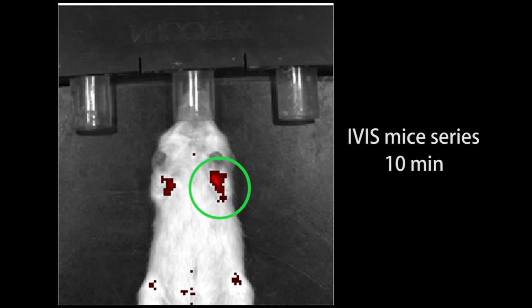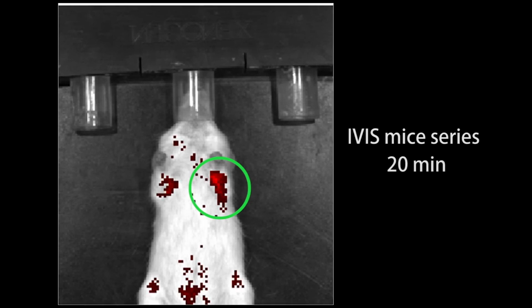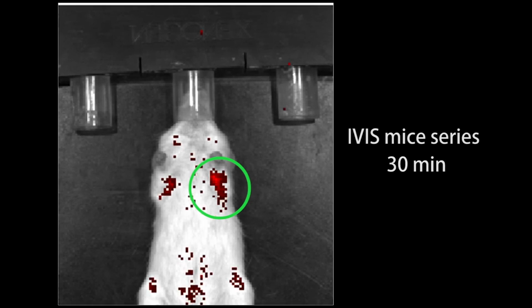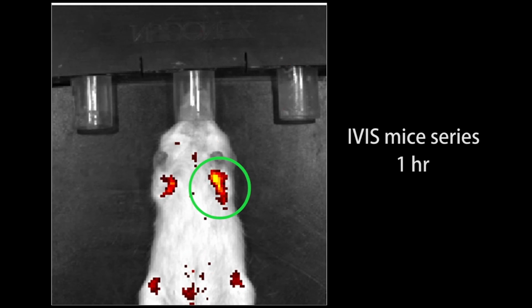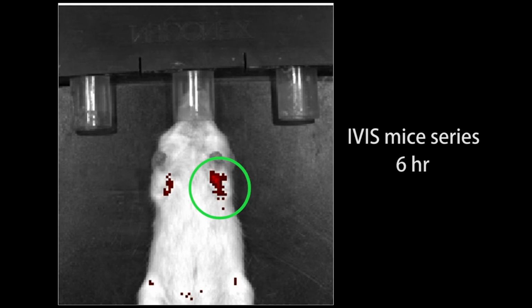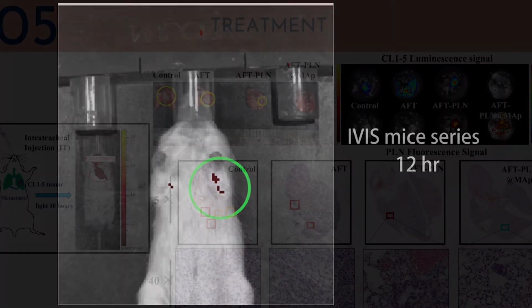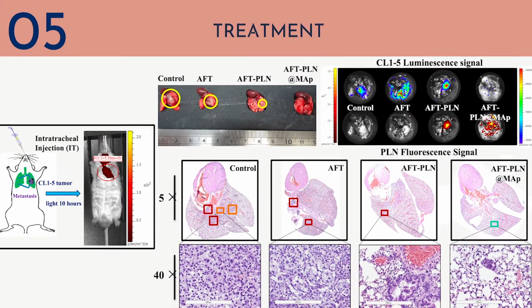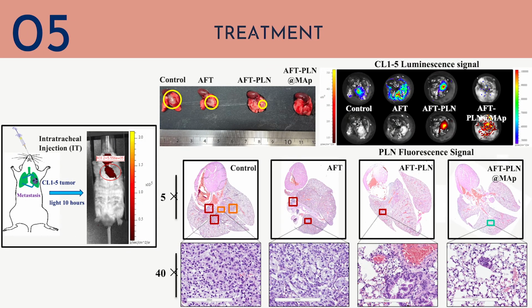For the in vivo animal model, we use the particle to treat the mice. After 1 hour, we can still see a very strong signal. And even at 10 hours or more, the signal can still be detected by the IVIS system. Finally, we use the mouse orthotopic lung model to evaluate our therapeutic result.